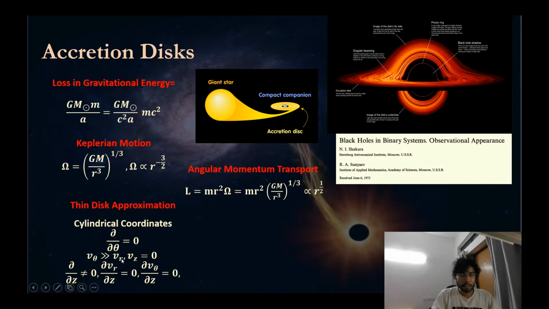Another assumption is, as I said, that v theta will be much, much greater than Vr, because this is a disk and the matter is rotating in a Keplerian motion. So matter is having a circular kind of motion, so v theta dominates, whereas radial velocity is very small, unlike in the Bondi flow case. And Vz, as I said, will be zero because there is no force in the z direction.